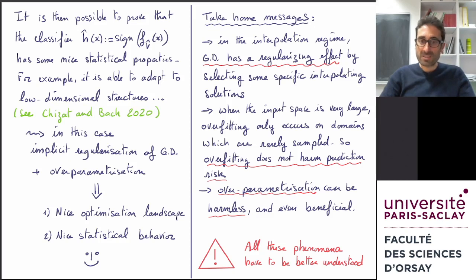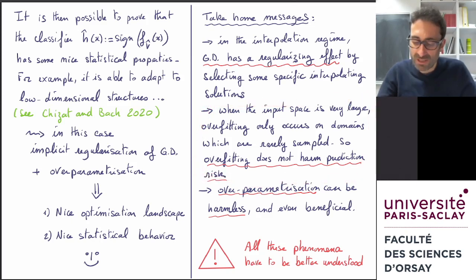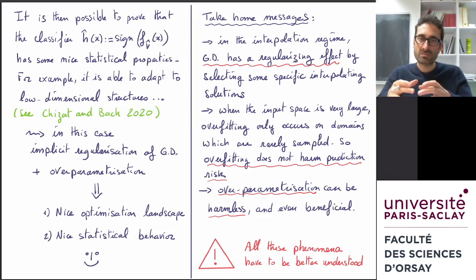So what are the take-home messages from this series of lectures? The first message that I have repeated so many times is that in the interpolation regime, gradient descent has a regularization effect by selecting some specific interpolating solution. In addition, what we have seen in videos 2 and 3 is that when the input space is very large, you will overfit, but only on a small region of the input space. And so this overfitting will not have a big impact on the prediction risk.